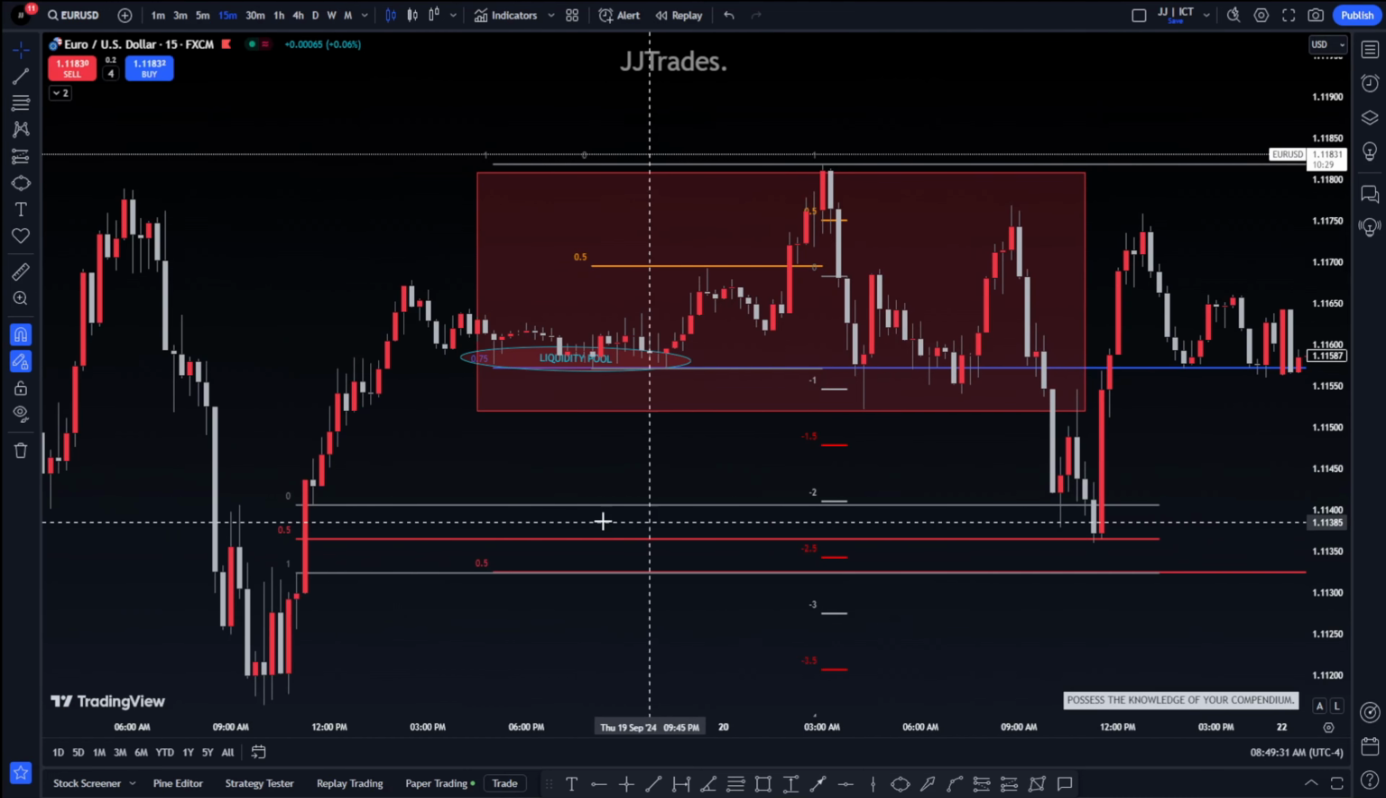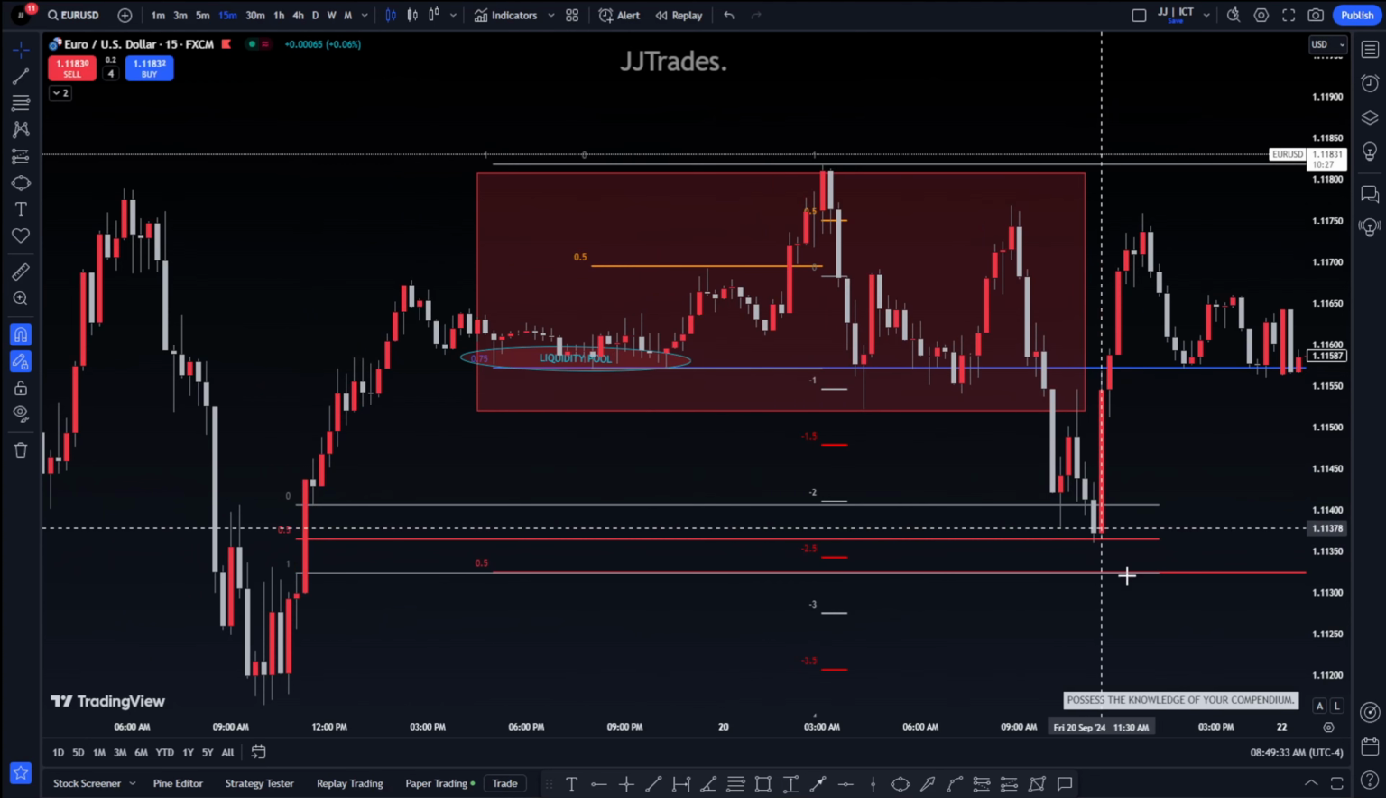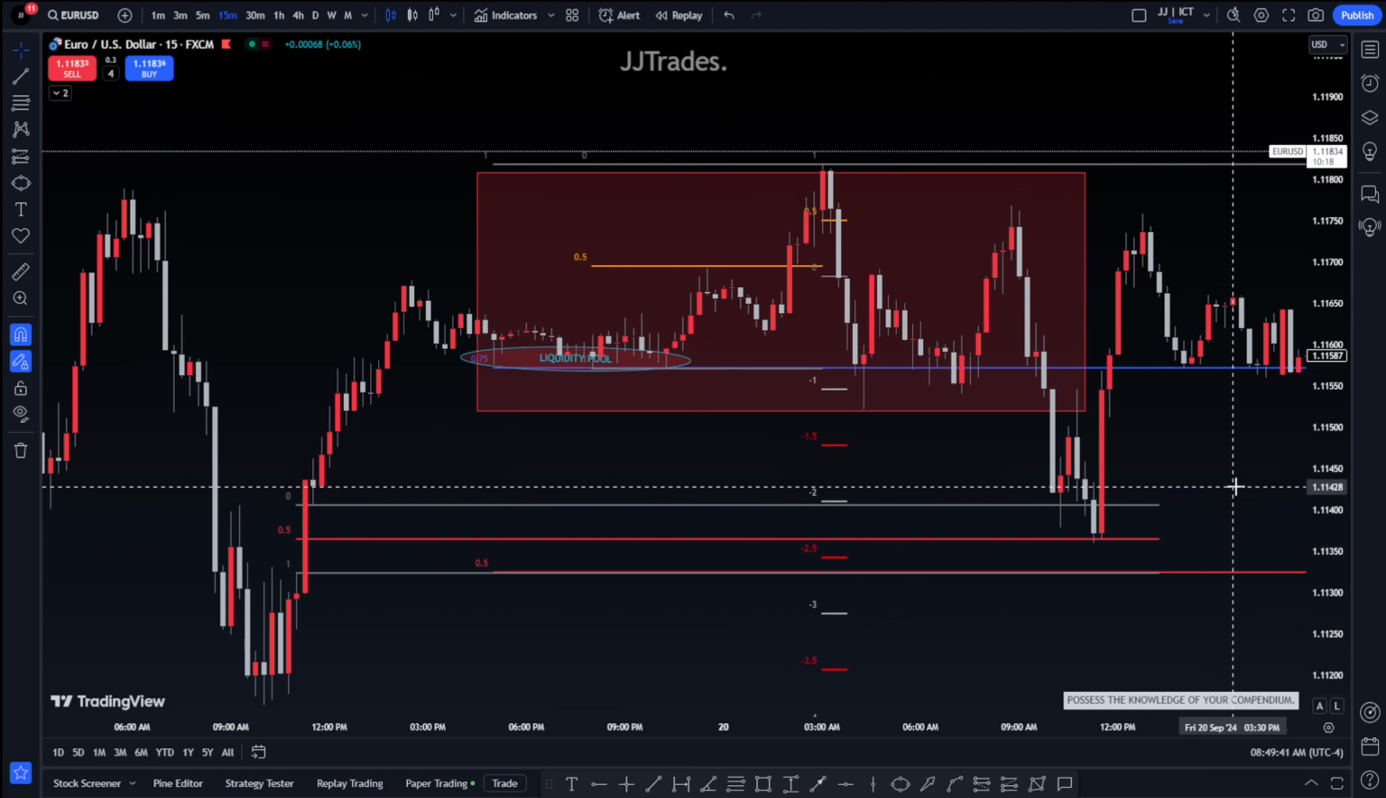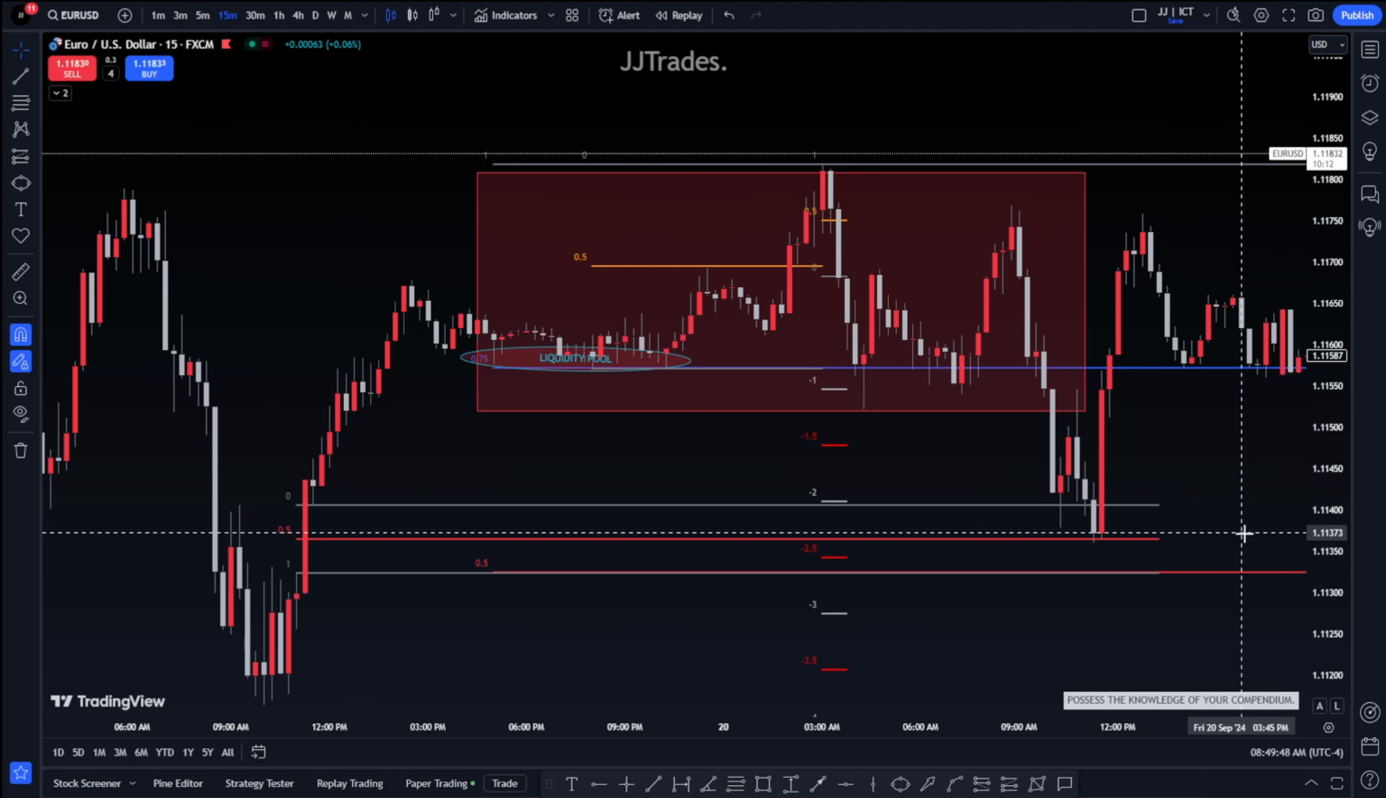Did it do it? Filled it right at equilibrium. Then bounced right back up. And remember, a liquidity void is a PD array, okay? It's a PD array. So you can use it as an entry or as a confluence. Simple. Very, very simple. It's not hard at all. I hope it's not hard, at least.